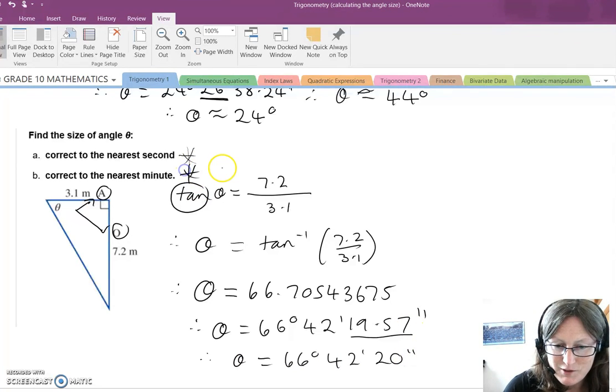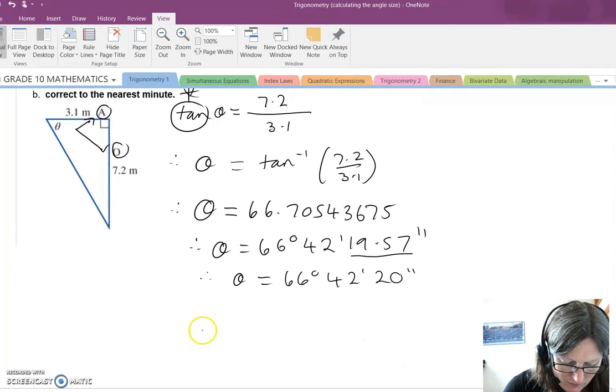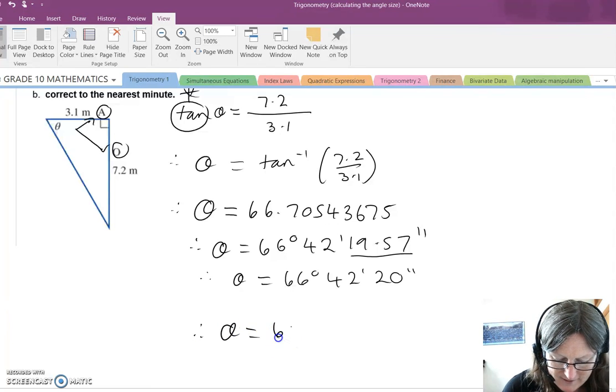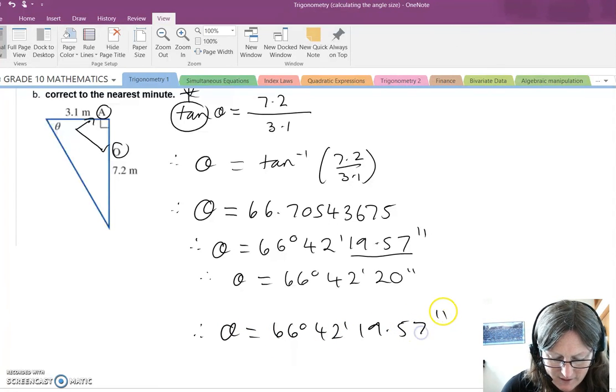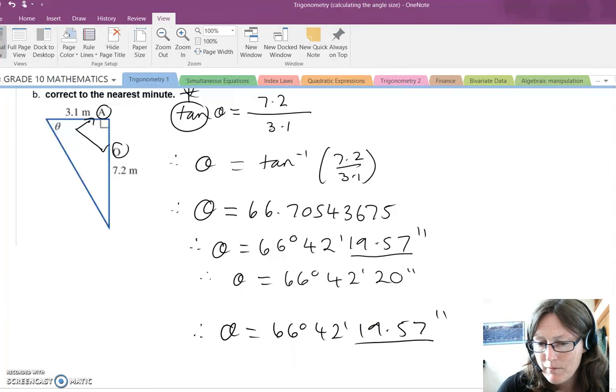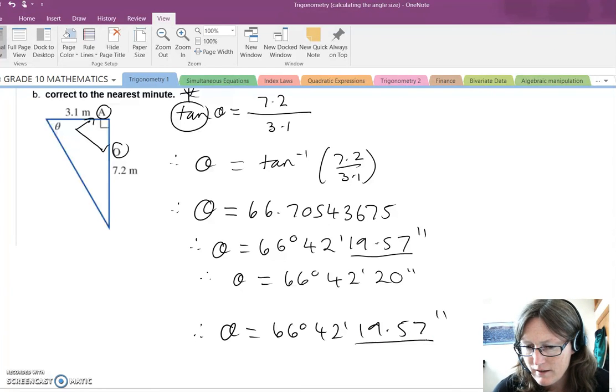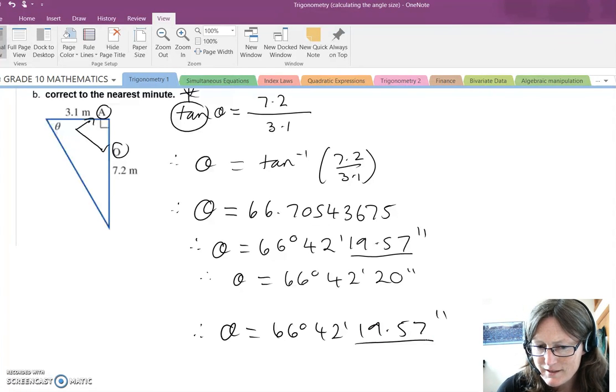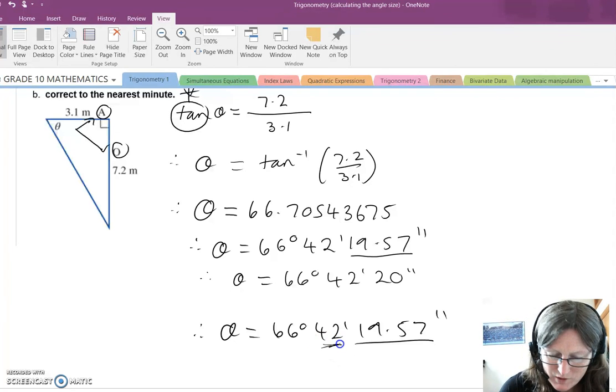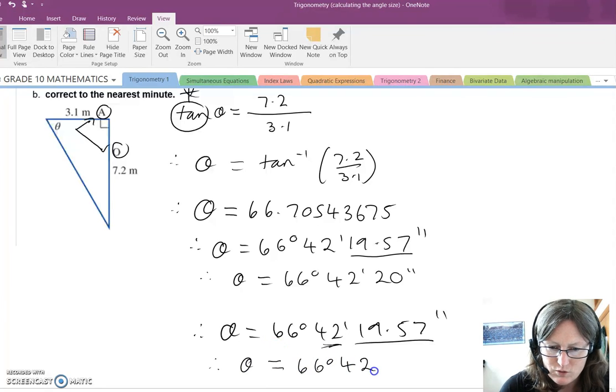Part B wants it to the nearest minute. So I'll just write it down again. 66 degrees, 42 minutes, 19.57 seconds to the nearest minute. So you look at what's after the minutes, which is seconds. Our magic number being 30 seconds. There are 60 seconds in a minute, so the halfway mark is 30. That is less than 30, so this 42 stays as 42. So the answer, this angle to the nearest minute, is 66 degrees, 42 minutes.